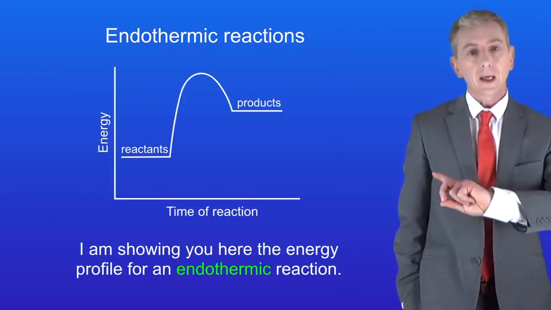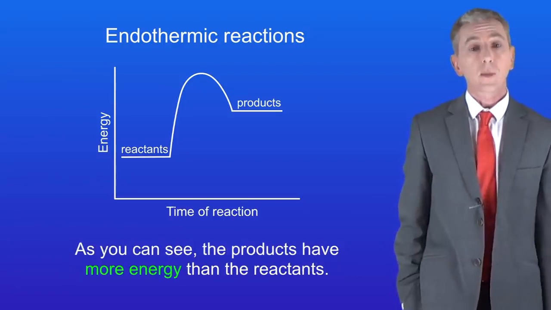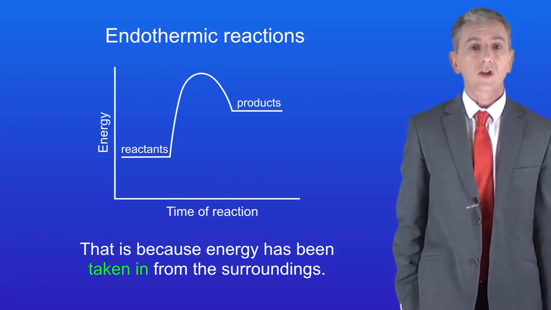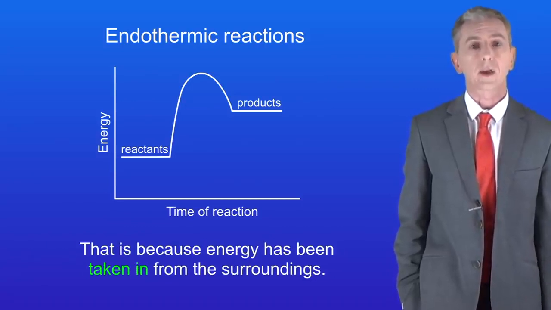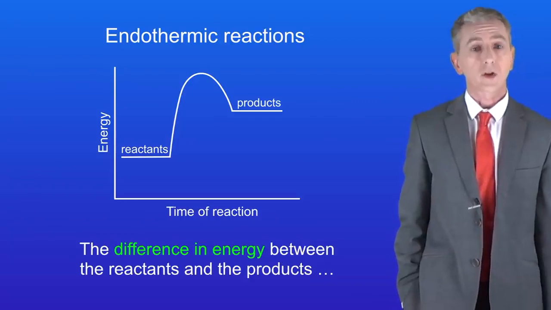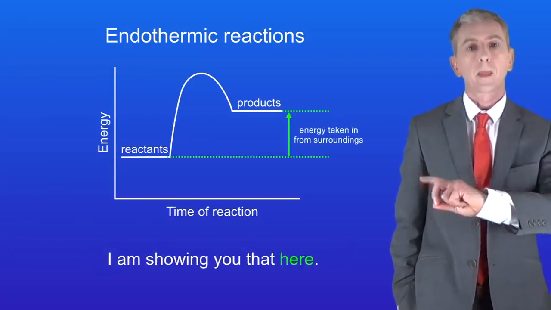I'm showing you here the energy profile for an endothermic reaction. As you can see, the products have got more energy than the reactants, and that's because energy has been taken in from the surroundings. The difference in energy between the reactants and the product tells us the amount of energy that's been taken in by the reaction, and I'm showing you that here.